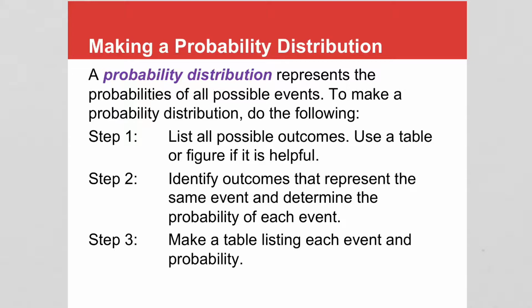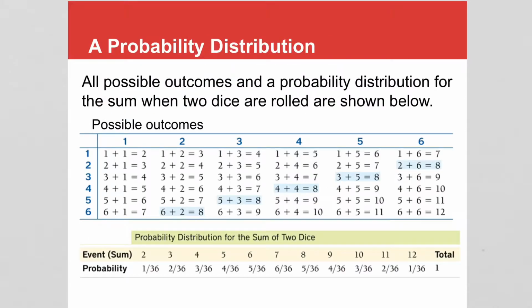A probability distribution represents the probabilities of all possible events. So you list all the possible outcomes, identify the outcomes that represent the same event, and determine the probability of each. And make a table listing each event and probability. So like this. All possible outcomes for 2 dice being rolled and added. So you could get 2 ones, and that would add to be 2. You could roll a 1 and then a 2. The sum would be 3. You could roll a 4 and then a 3. The sum would be 7. So these are all the possible outcomes.